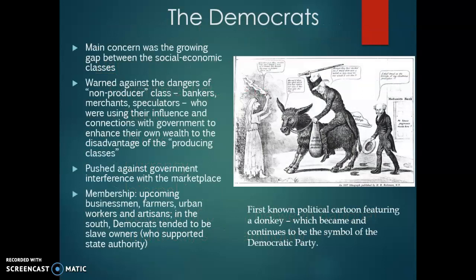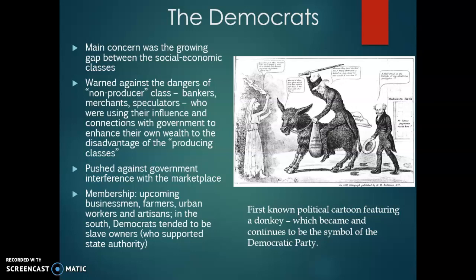The Democrats here wanted to slow down the gap between the social and economic classes, and they warned against what they called non-producers. So there were producers and consumers and non-producers. These were bankers, merchants, speculators, all those that didn't really produce anything, didn't work with their hands, or with their minds in the sense of creating something. They're just making money off of especially interest, rents, that sort of thing. And so people looked at them as almost like parasites on society.